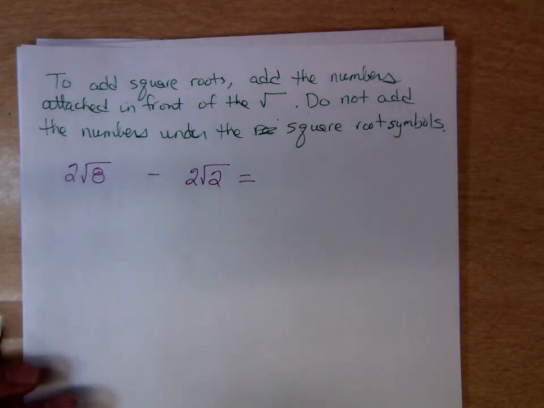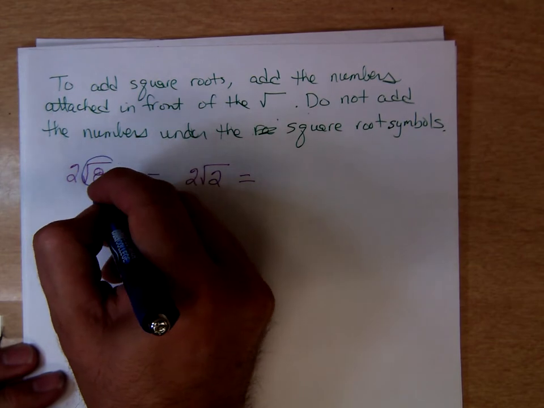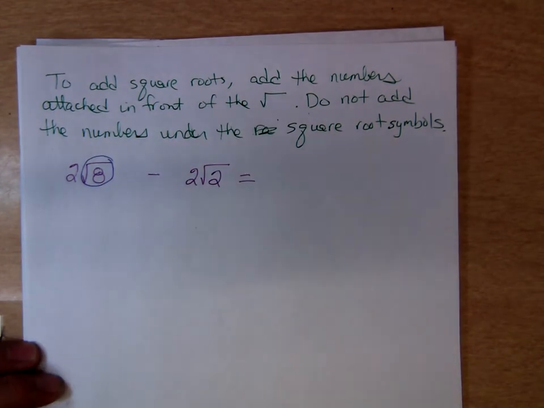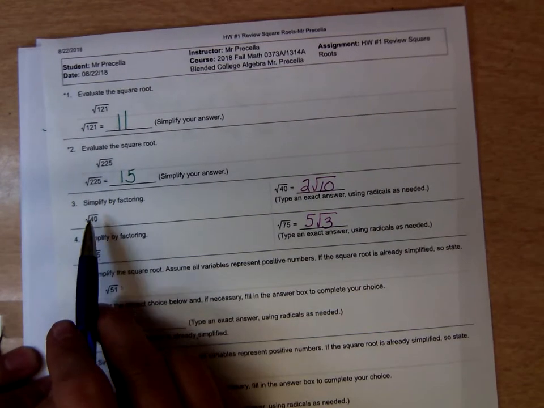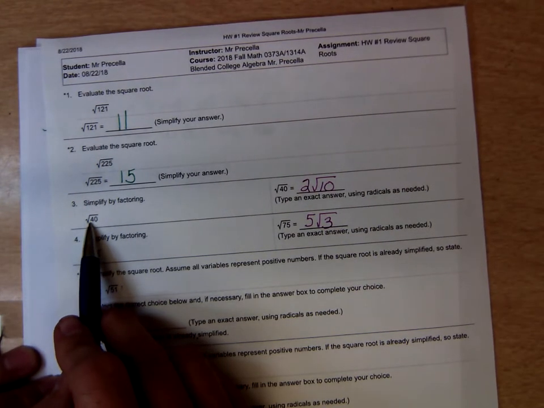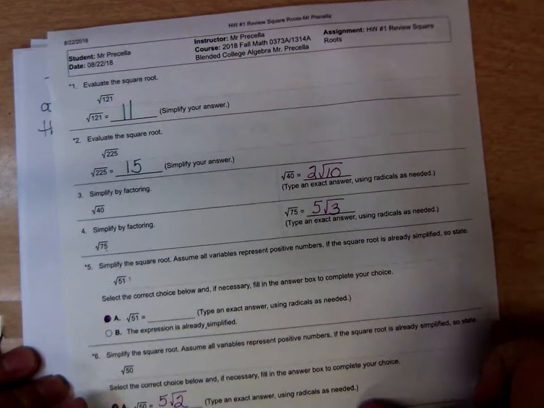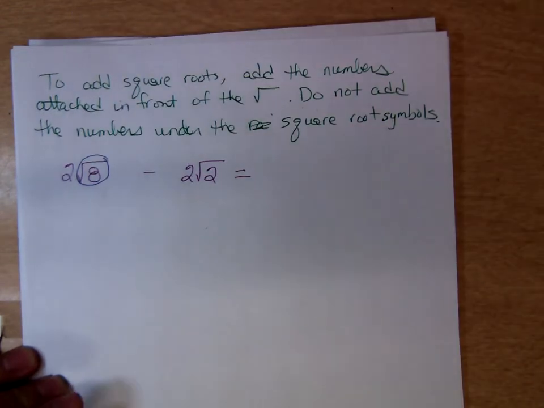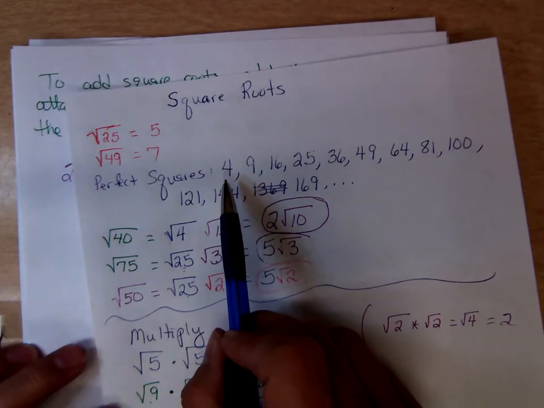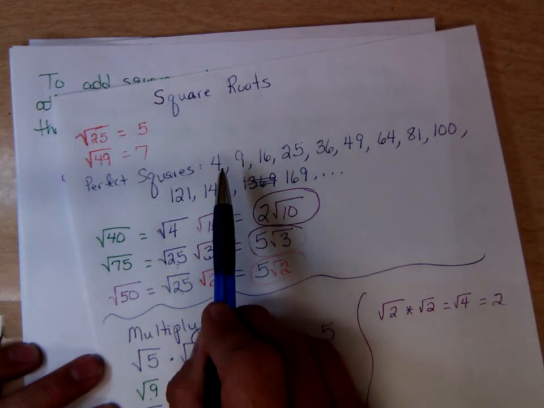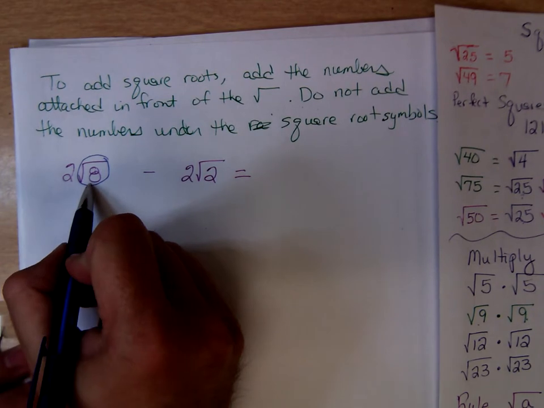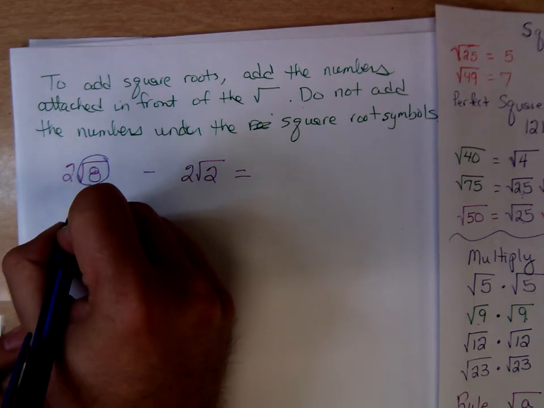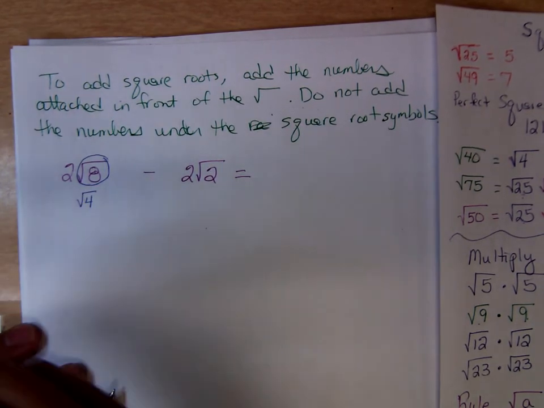This square root of 8 can be simplified the same way we were simplifying the square root of 40, by writing it as 4 times 10. Let's see, square root of 8. What perfect square divides evenly into 8? Well, a 4. Okay, so I'm going to think of this square root of 8 as the square root of 4 times the square root of 2.